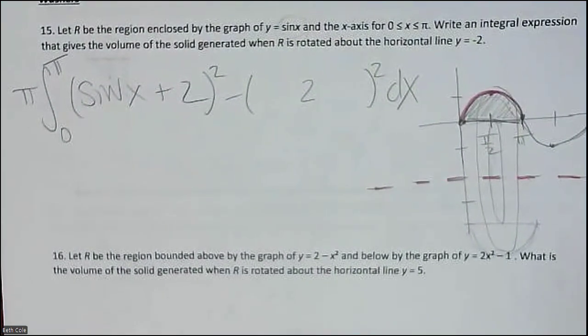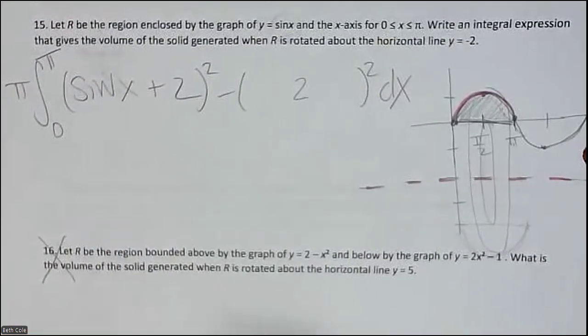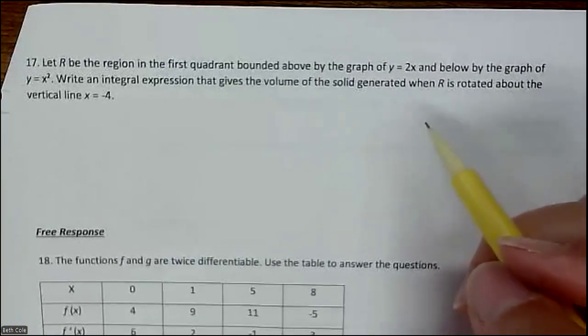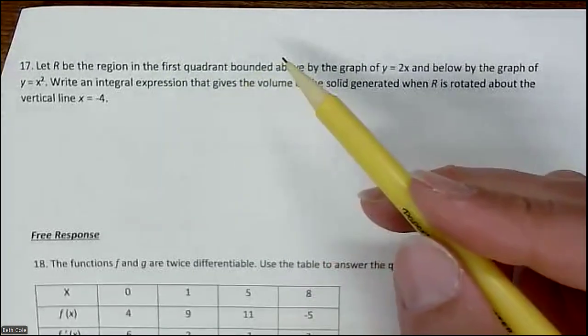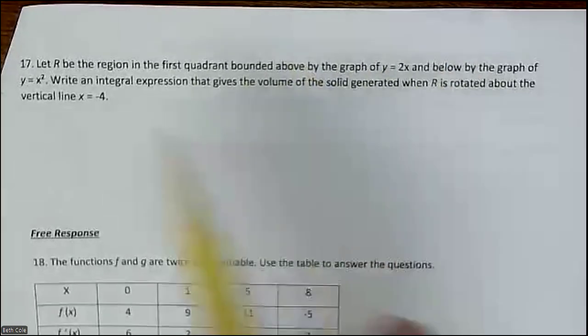Now I made a last minute decision. I'm going to get rid of number 16. I realized I gave this test last year and everybody finished it, but that's just a little bit too long. So I'm going to get rid of that one. All right, are we doing okay on time? Yeah, we're good. I should still finish with you guys to have some time to work on your multiple choice.